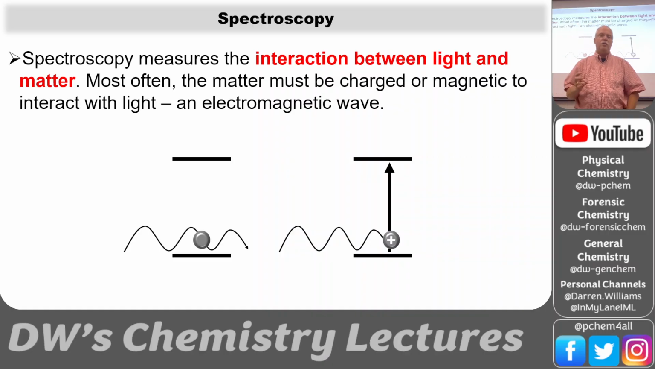In order to do spectroscopy, it is the interaction between light and matter, and so there are some criteria to have. If we have a non-charged particle like a neutron, then light will go right past it. There's nothing on a neutron or in a neutron that light can interact with. So a neutron is an example of what we would call dark matter. It doesn't interact with light.